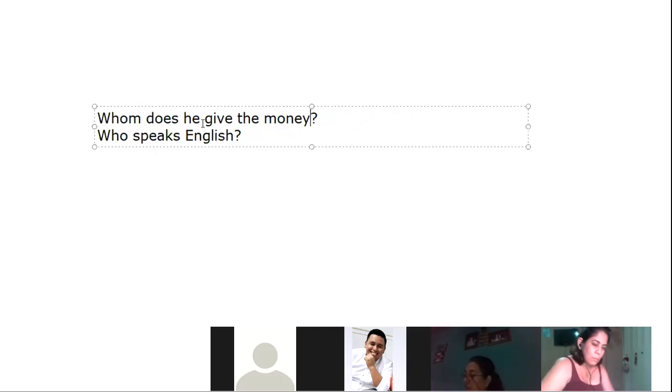Entonces, eso es lo que estoy preguntando. ¿Quién es ese objeto que en este caso es una persona que recibe el dinero? Quisiera ser yo, pero no soy yo. Ok, que recibe el dinero, right? En cambio aquí, el who es la persona que habla el inglés. Por lo tanto, aquí who no es un objeto, es un sujeto. ¿Sí? La clave es la siguiente, vale.